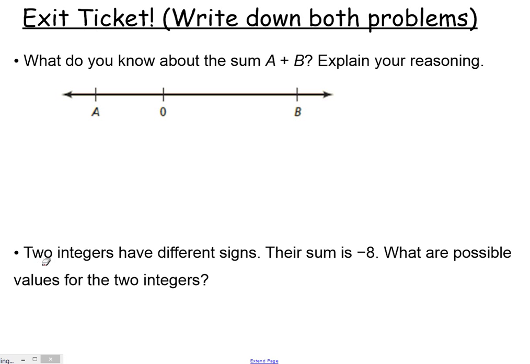And for the second problem, 2 integers have different signs. Their sum is negative 8. What are some possible values for the 2 integers that equal negative 8?